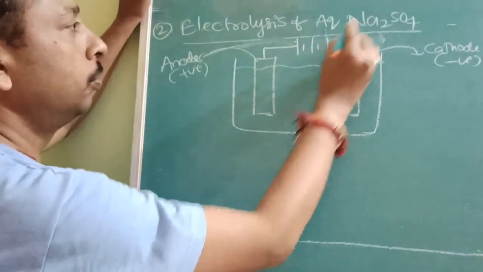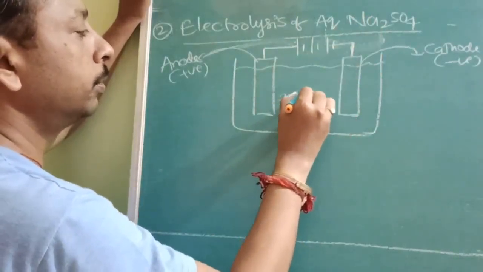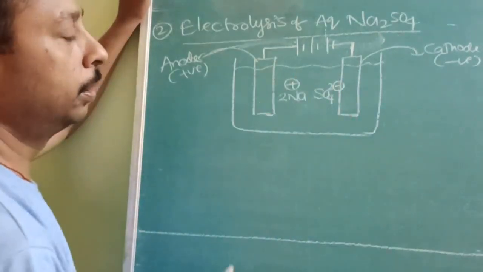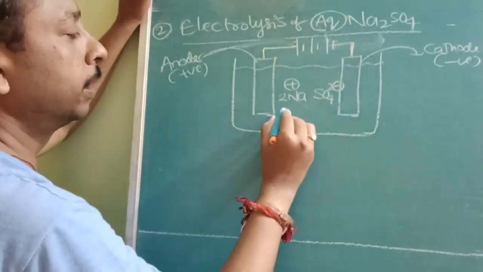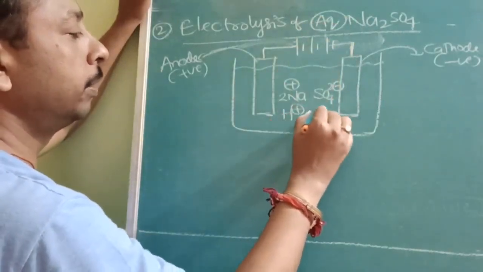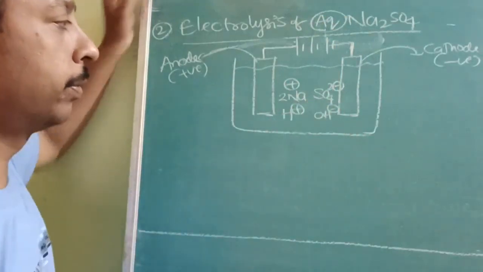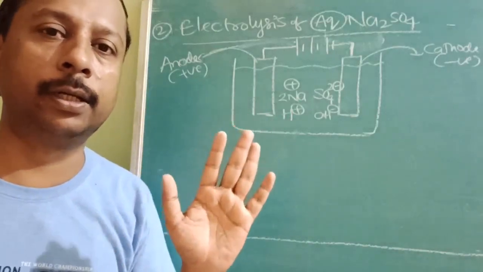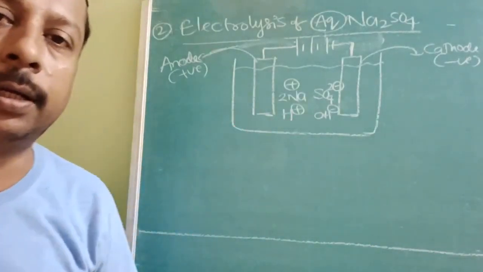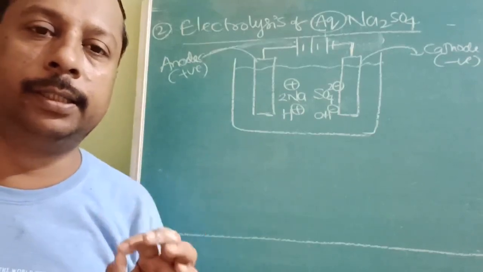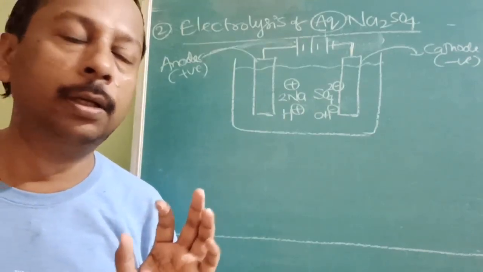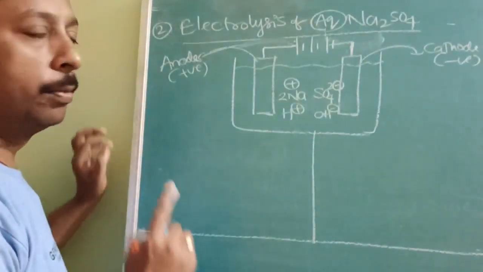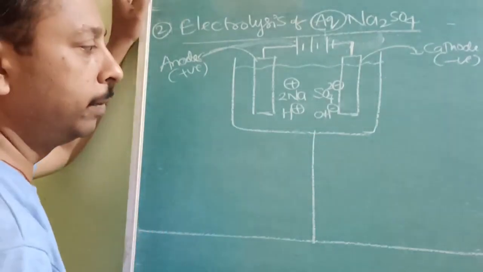Now we have 2 ions, sodium plus and SO4 2 minus. Apart from this, as it is aqueous, there will be H plus and OH minus. This was not there in the previous condition because that was liquid or molten. Molten is the easiest method to do. Understood? But here the problem is there, and the solution for this problem is the preferential discharge theory or selective discharge theory.